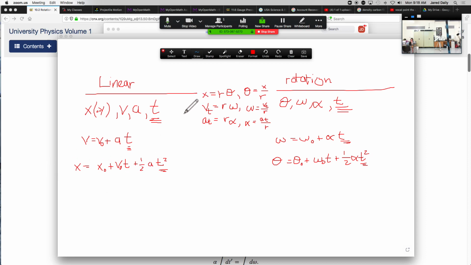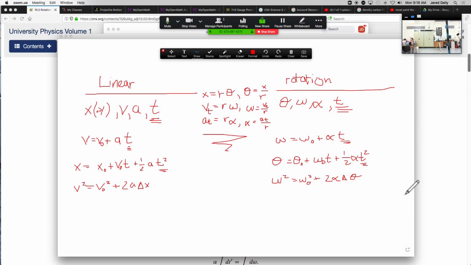And then there's also the relationships between them here. And we have also v final squared equals v initial squared plus 2 times a times the change in x, where change in x is x final minus x initial. And here we have a similar one, omega squared equals omega naught squared plus 2 alpha delta theta. So they're pretty much the same deal. When you're dealing with rotational kinematics, you can work with them just like you did linear kinematics.